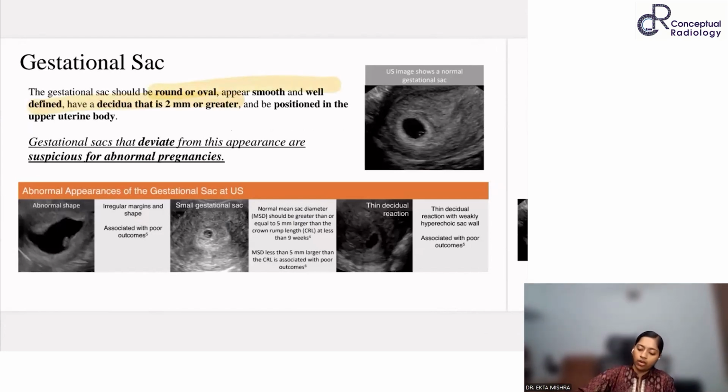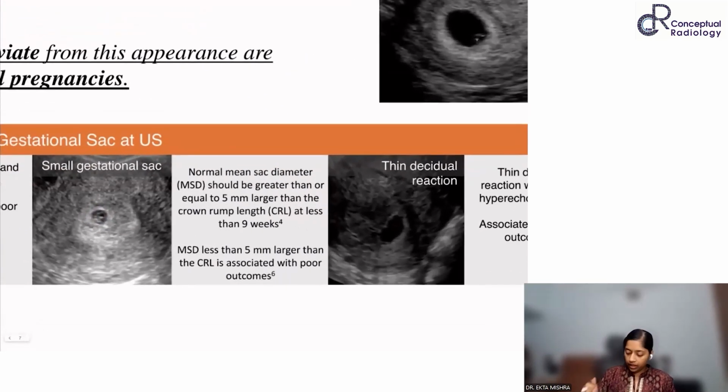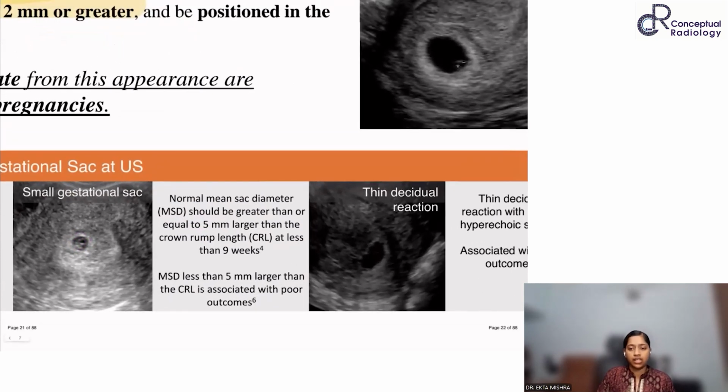However, if there is abnormal appearance, irregular, small GSAC, how do I know that this GSAC is small? We have a qualitative criteria also, not just by appearance. So quantitatively, the MSD, mean sac diameter, should be equal to or greater than 5 mm as compared to the CRL. If the difference is less than 5 mm, you know that the GSAC is small. You see, it appears crowded also. You see a yolk sac, fetal pole, and this GSAC appears very small.